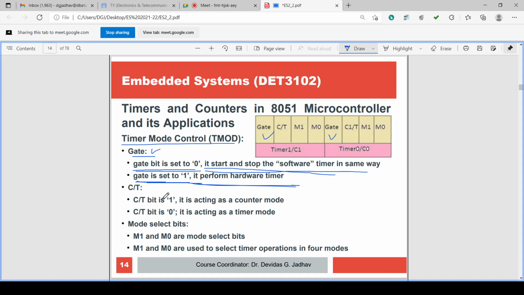Okay, gate, first bit. Then C/T. The C/T bit is the counter-timer bit. Counter timer, C/T. If the C/T bit is 1, it is acting in counter mode. If the C/T bit is 0, it is acting in timer mode. For the C/T bit, 0 is for timer, 1 is for counter.